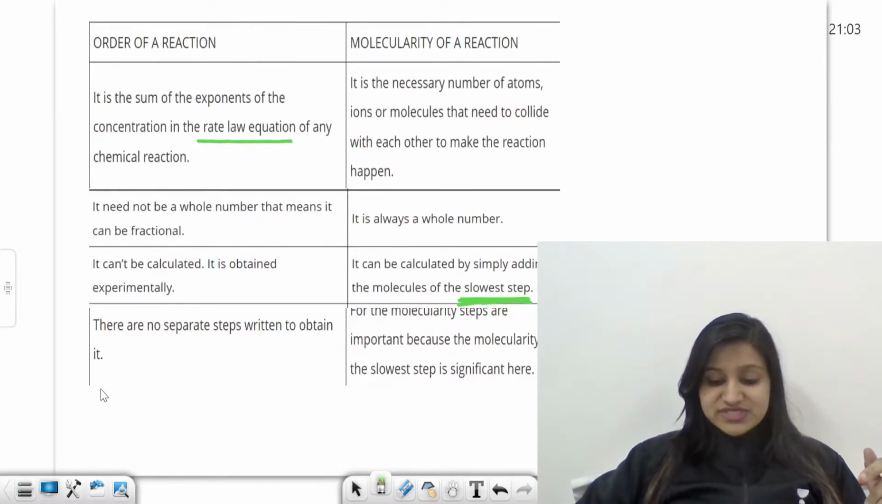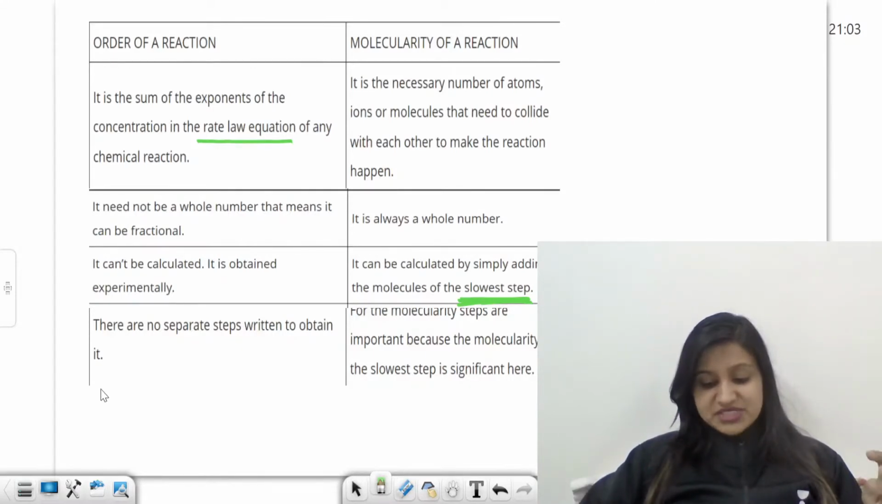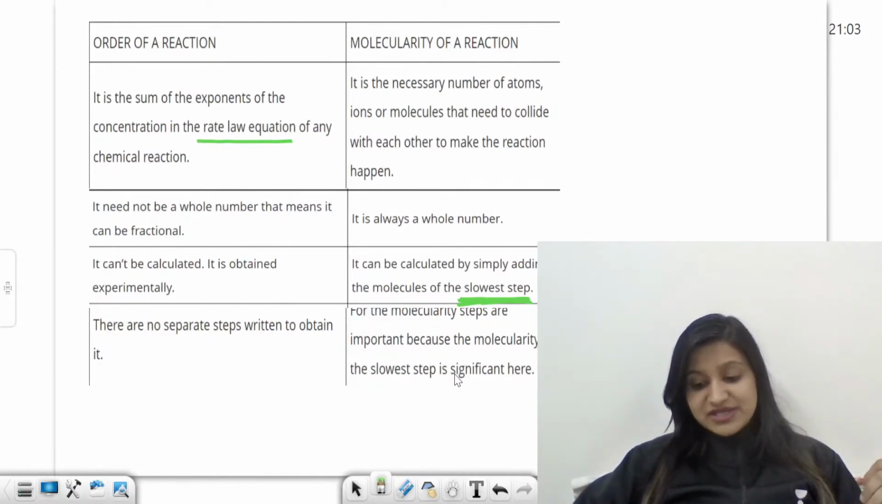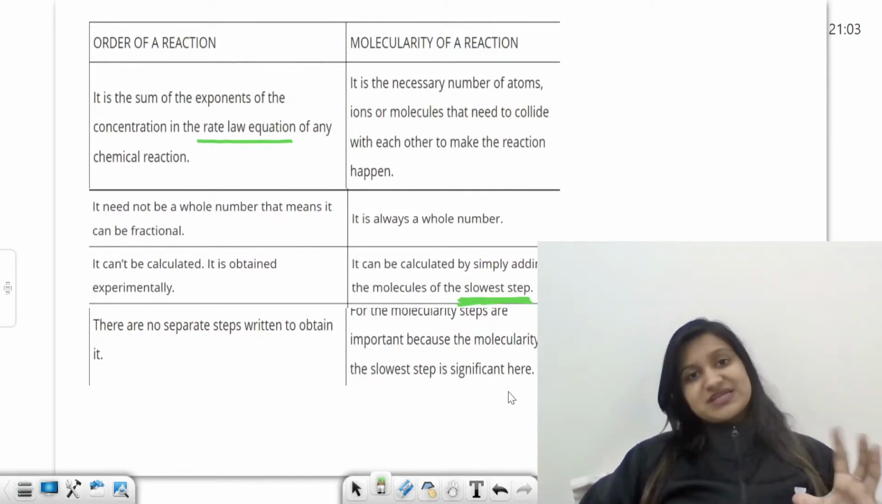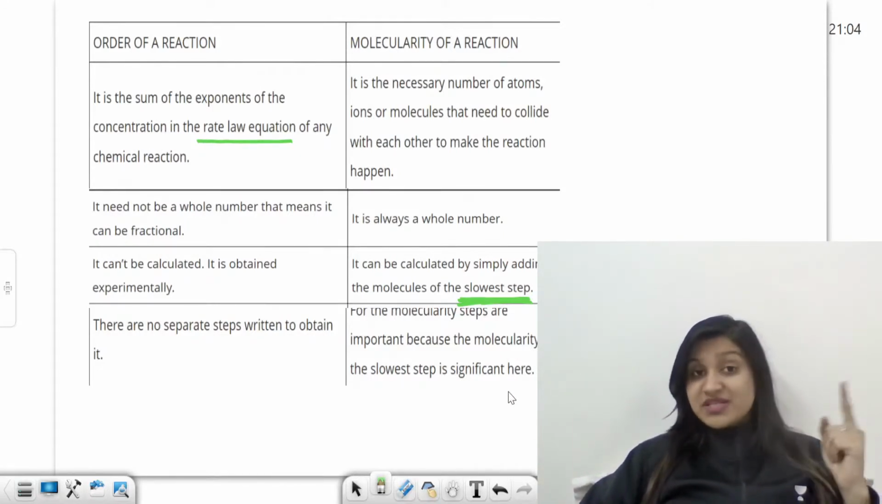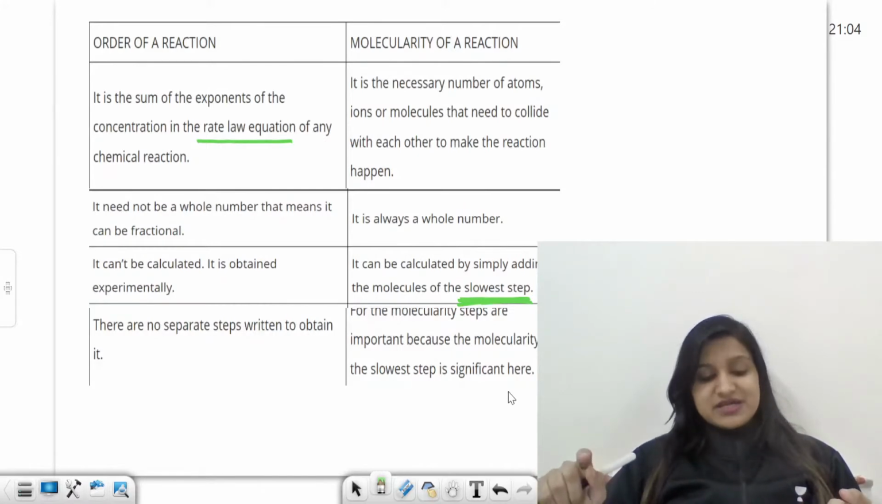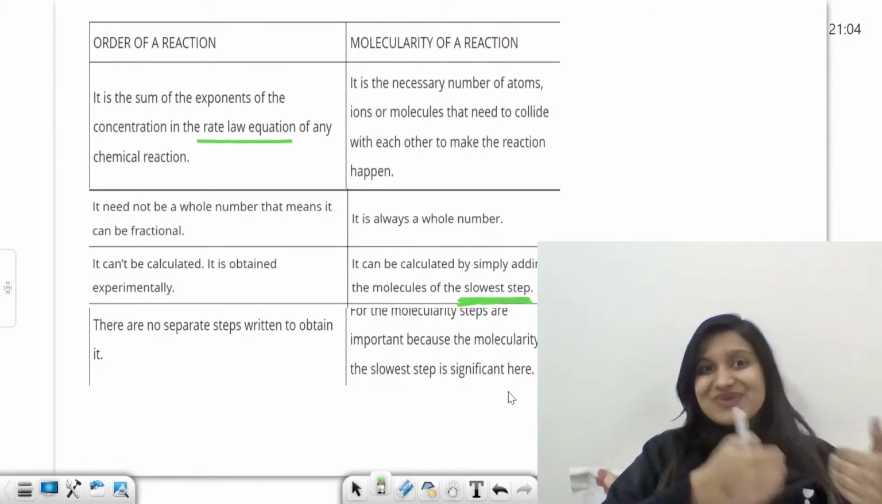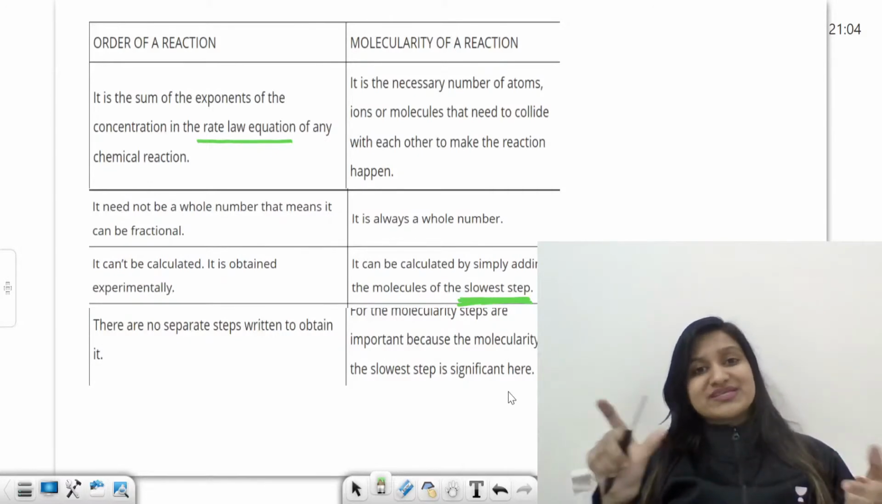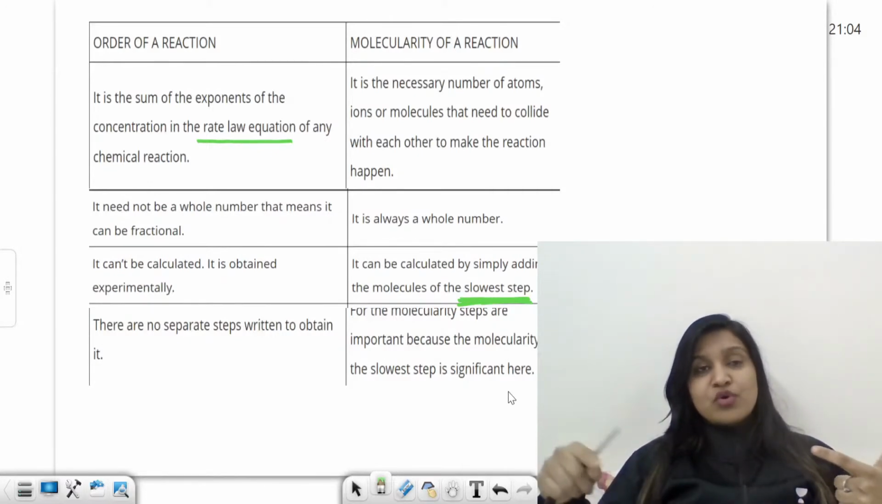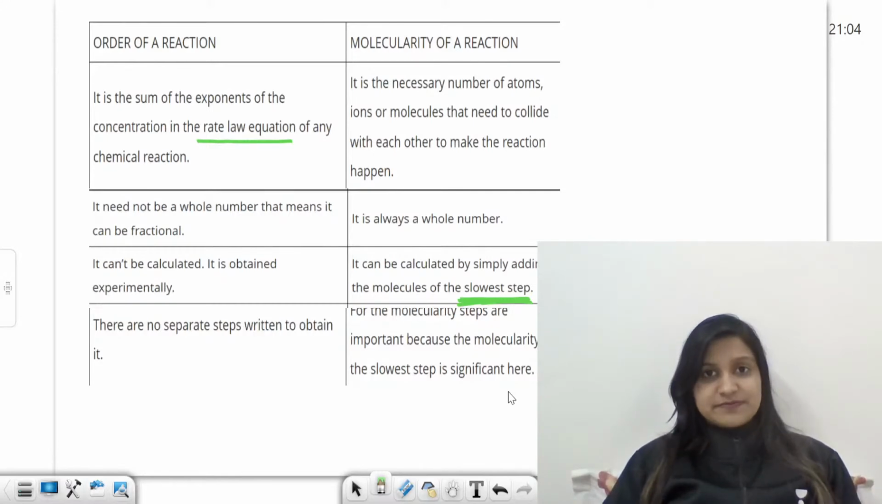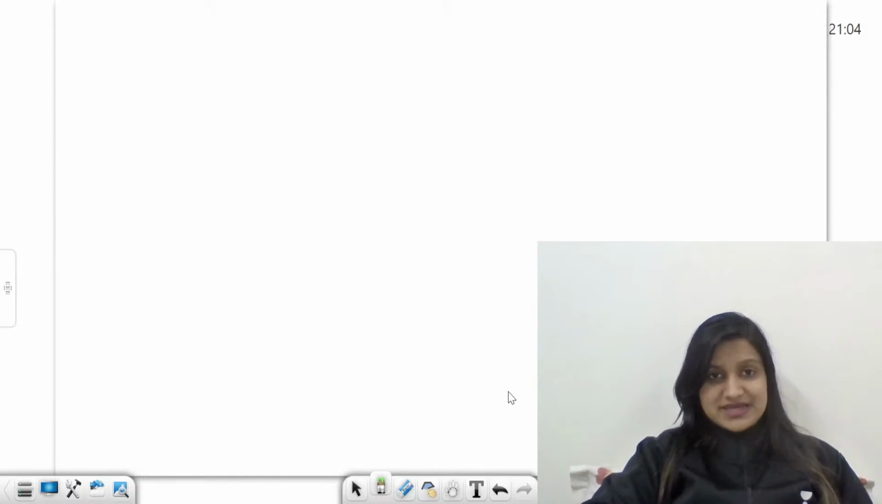For the molecularity, the steps are important, because the molecularity of the slowest step is significant here, since the rate of the reaction depends on it. The speed of the reaction will obviously depend on the slowest step. The slower the slowest step is, the lesser will be the speed of the reaction. That's how these things are connected.